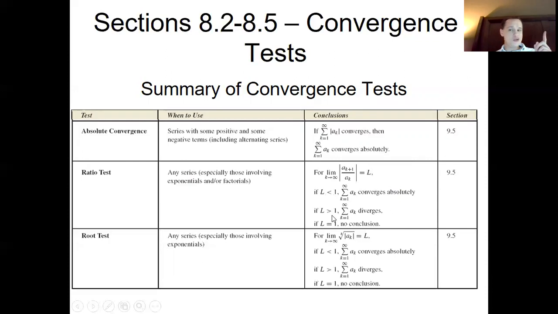Now, if L equals 1 exactly, this test failed you. You tried it, L equals 1. That tells you nothing about whether it converges or diverges. You have to run to another tool. We will use that one quite a bit, and I'll model that later in the lesson.